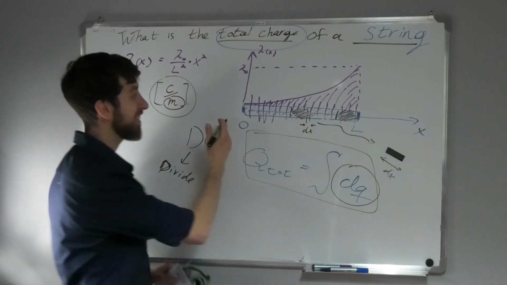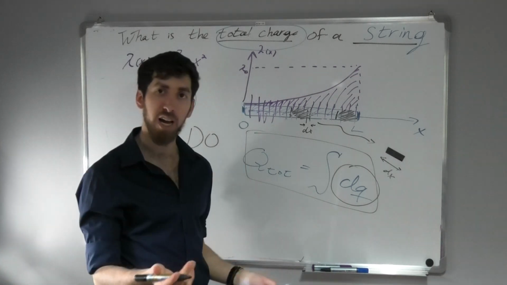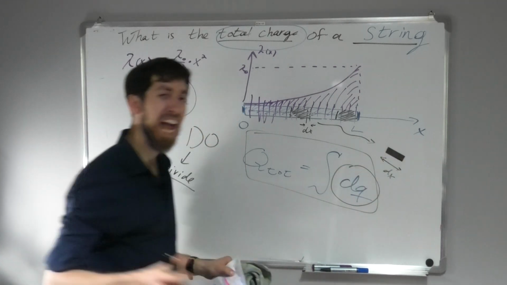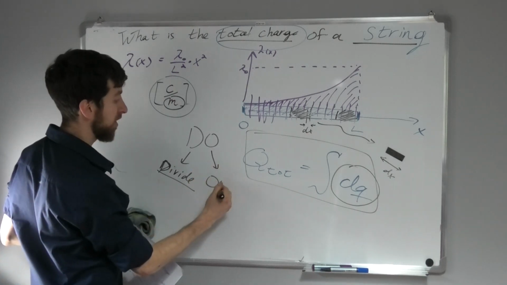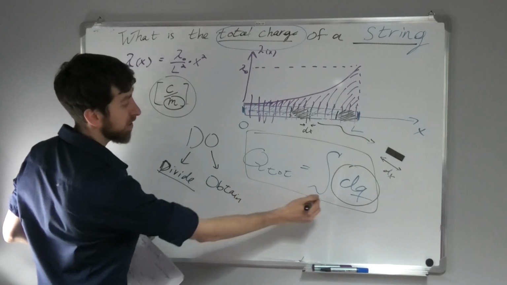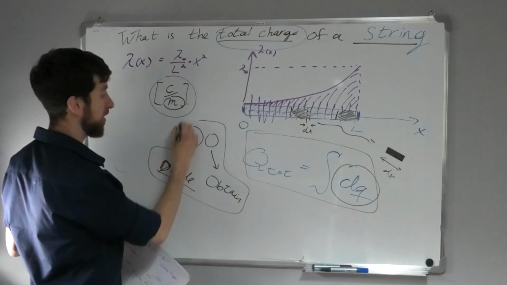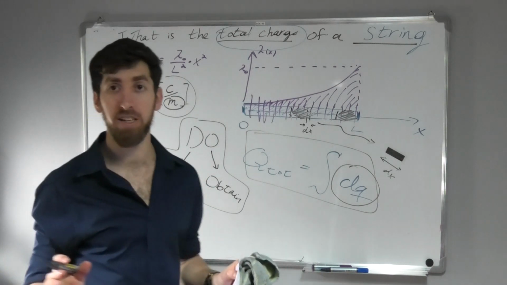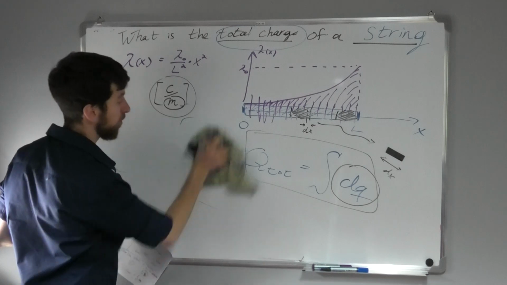In this example, it's a string. So we're going to divide the string into small pieces. We already decided to divide it to sum the x length. And the second thing is to obtain this integral, okay? If you do these two steps, you're going to do just fine. So let's continue. We divided already.